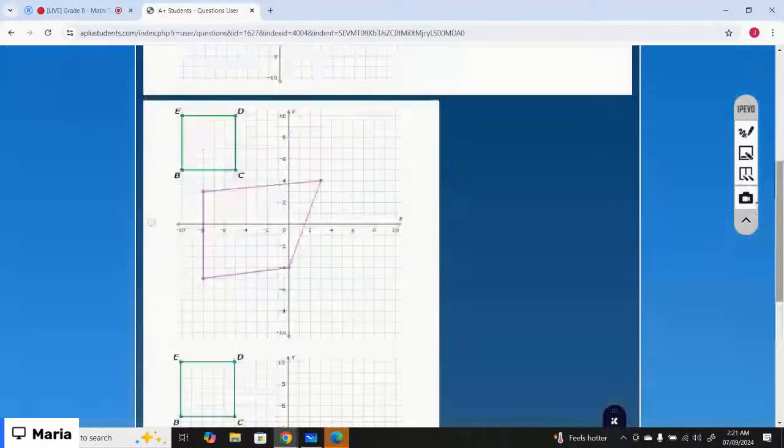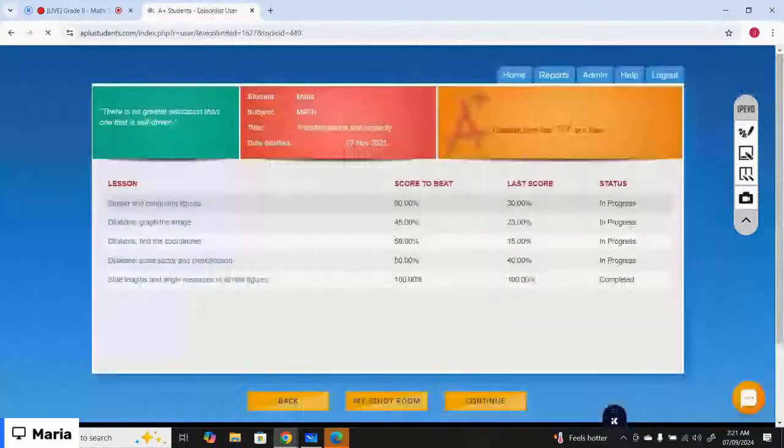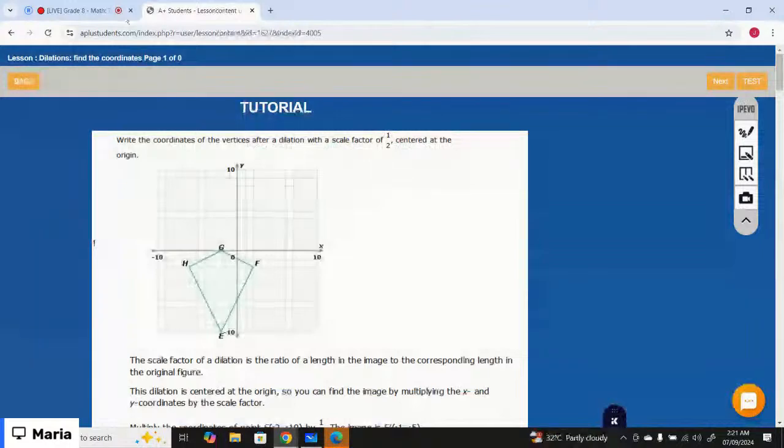Okay, you can complete the lesson by yourself later today. Let me just move on to the next lesson. The next lesson is dilation, find the coordinates. So when you have to dilate, you have to multiply by the scale factor, right? Then you can find the coordinates easily.